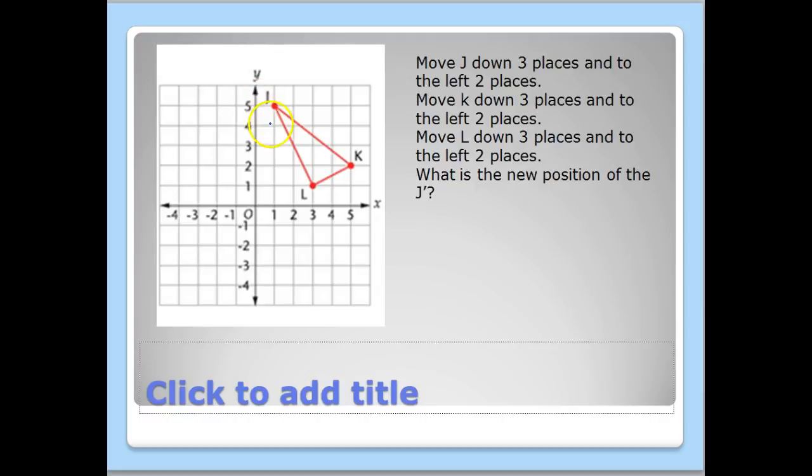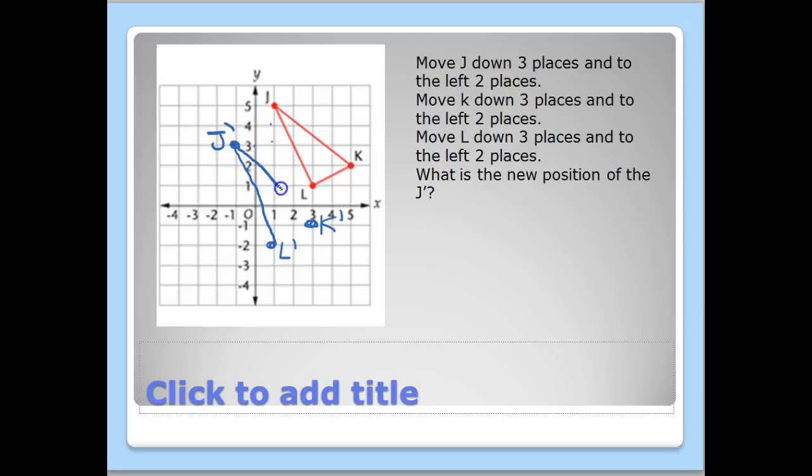So I'm going to move this 1, 2, 3. Oh, 3 places and to the left. So 1, 2. So this is my new J, and I'm calling it J prime. Move K down 3 places and to the left 2. So 1, 2, 3, 1, 2. Here's my new K, and I put a little prime mark after that to show that's my second one. And then L is 3 places down and left 2. 1, 2, 3, 1, 2. So this is L prime.